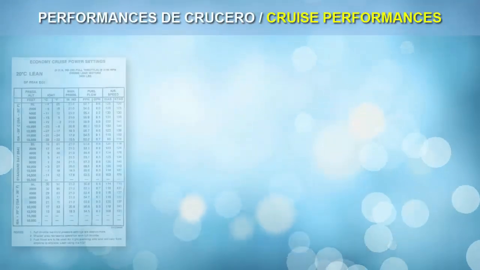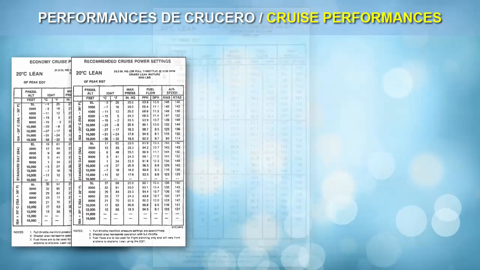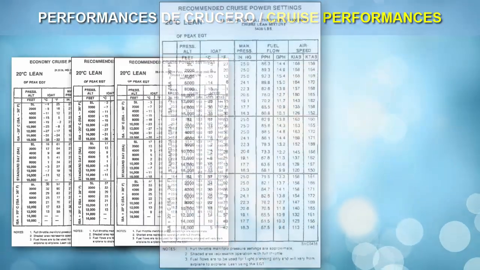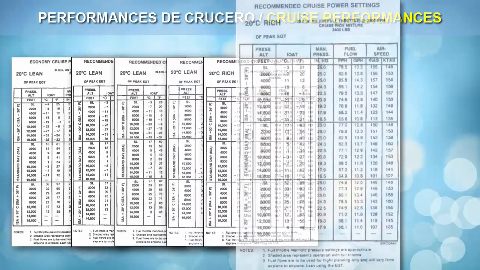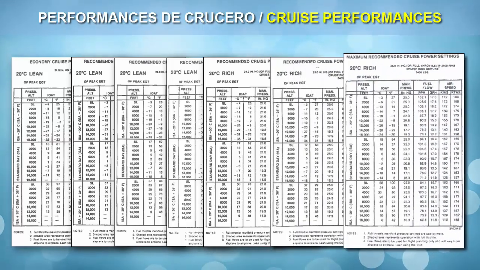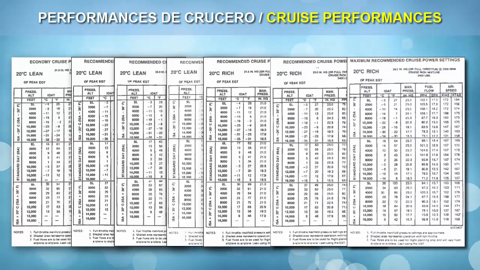So if you allow me, I want to talk with you about cruise performance tables. And when you are flying, you have this kind of mysterious tables with strange numbers there, things like secret codes. And you have lean, you have rich, 20 degrees of peak EGT, and values of the manifold pressure in inches of mercury. For God's sake, what is this? Okay, this is very simple to understand. It's not complicated at all.